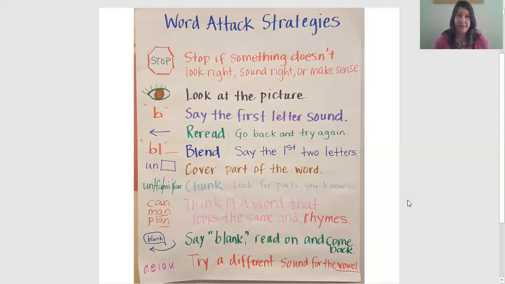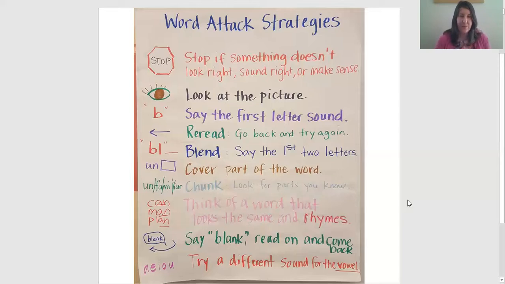And then lastly, you can try a different sound for the vowel. So we know that vowels have two sounds. They have a long sound and a short sound. And if at first you try a word and it doesn't sound quite right, you might try flipping the vowel sound. So in that word flip, if I first read it as flipe, it doesn't make sense. So I go ahead and instead of saying the long I sound, I read it with a short I sound and read it as flip.